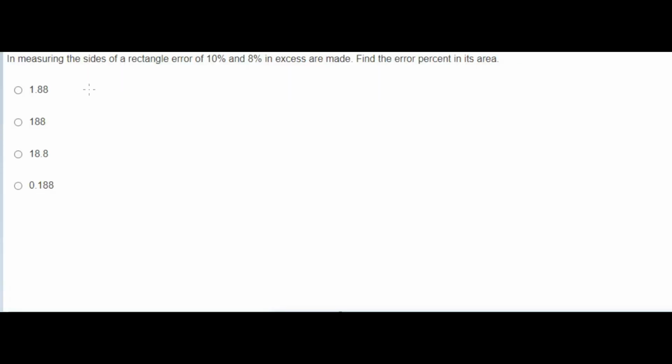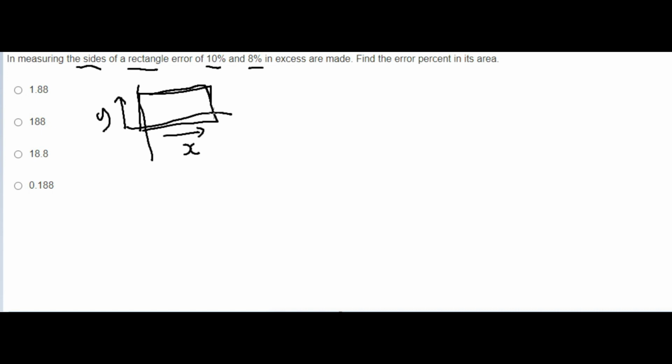Welcome back, everybody. The question is: in measuring the sides of a rectangle, there will be an error of 10% as well as 8%. You know the rectangle is in the form of a rectangle, and this you take as the x-axis, and this you take as the y-axis. Okay, just like a small graph. Do you understand? You can just draw a rectangle.